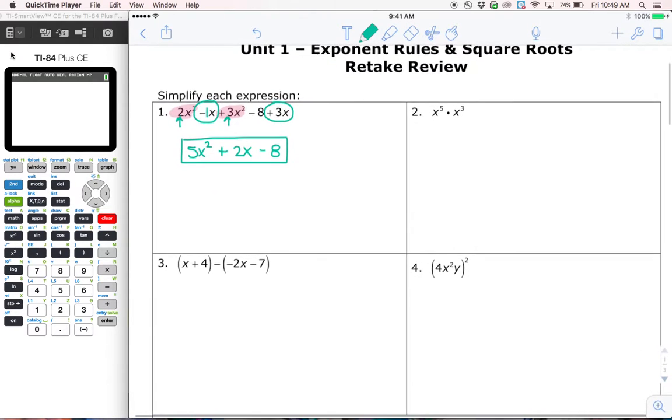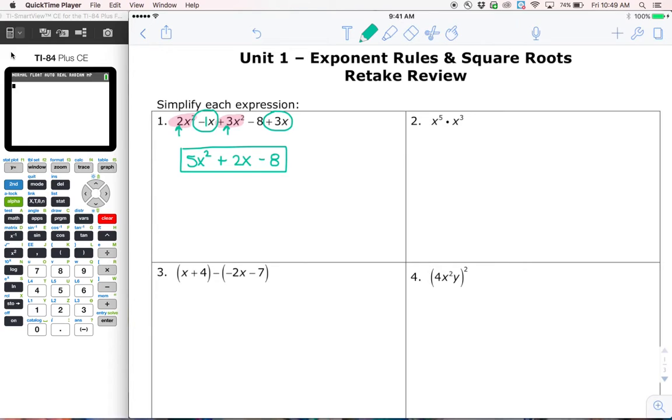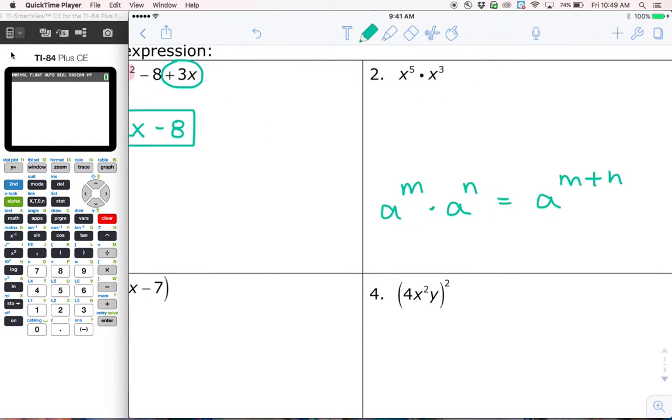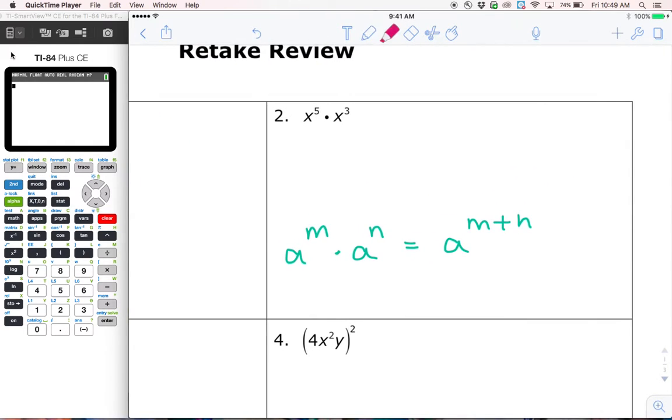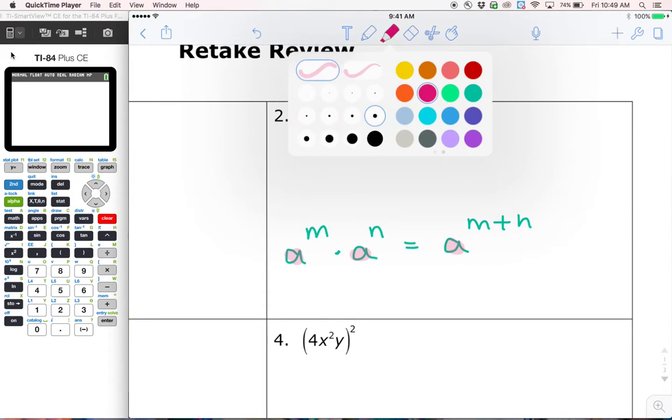Problem number 2, we have a really simple multiplication problem here, but you got to know which rule this is. On your formula card, your formula says this: a to the m times a to the n equals a to the m plus n. Okay, so we are multiplying our two x values, right? X times x, just like a times a.